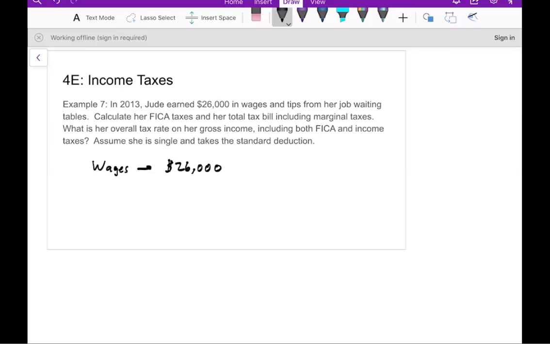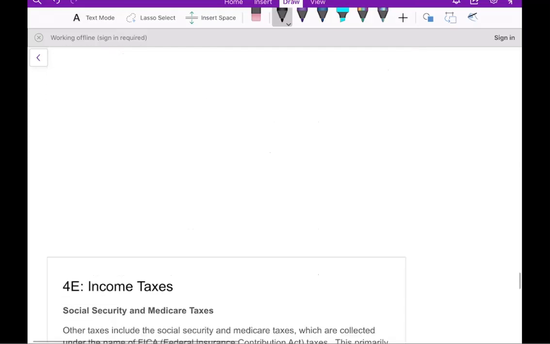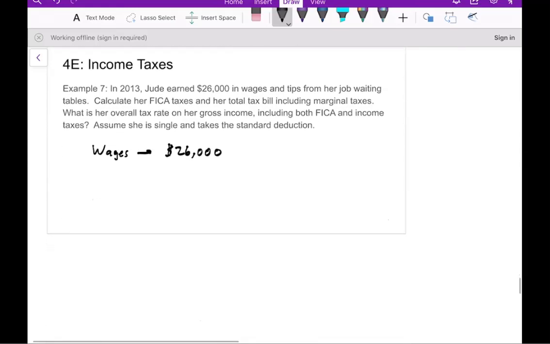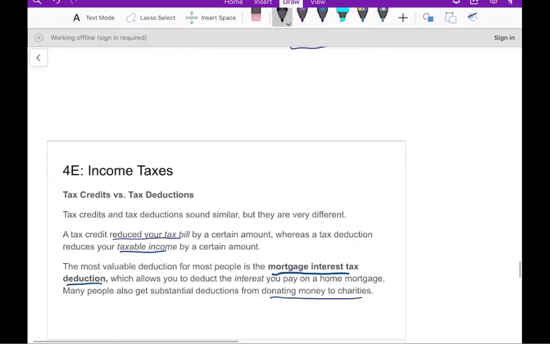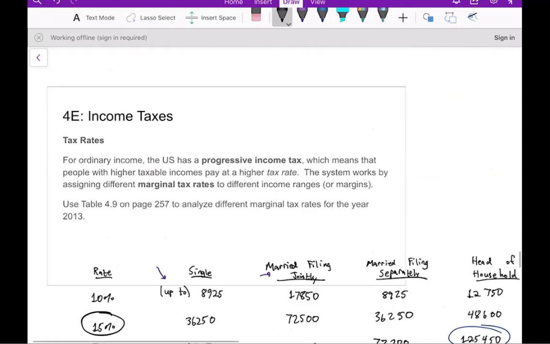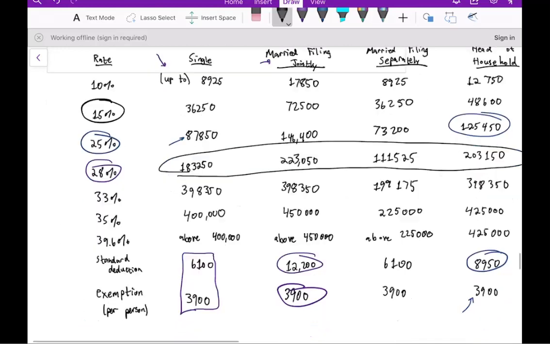All right, so let's first look at our table here. We want to find the tax rate on her gross income, and of course, from the table we'll be able to get the income tax. All right, so $26,000, and she's single. All right, so it looks like we are going to be in the 15% bracket.